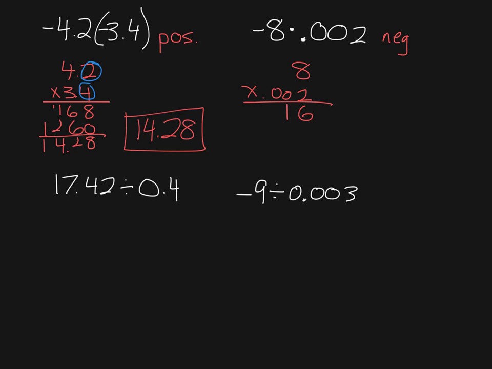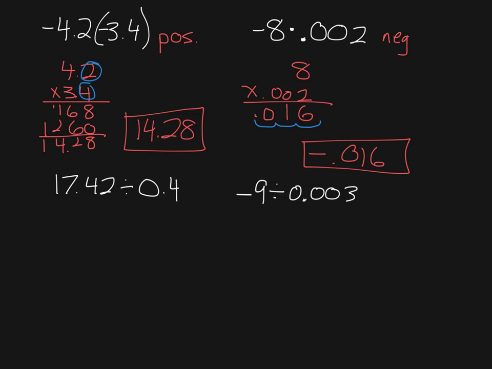Now I have 3 decimal places in my problem. My answer is also going to have 3 decimal places. So I'm going to move 1, 2, 3 decimal places. I'm going to need to put my decimal here, and in this empty space I'm going to have to put a 0. So our final answer is going to be negative 0.016.